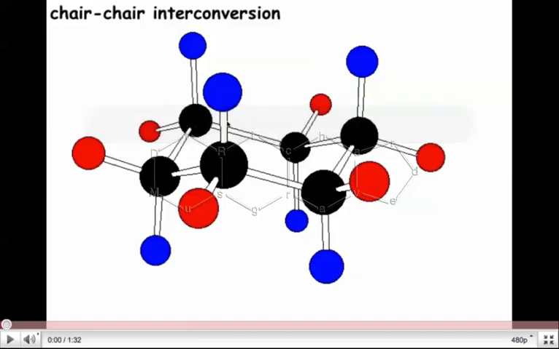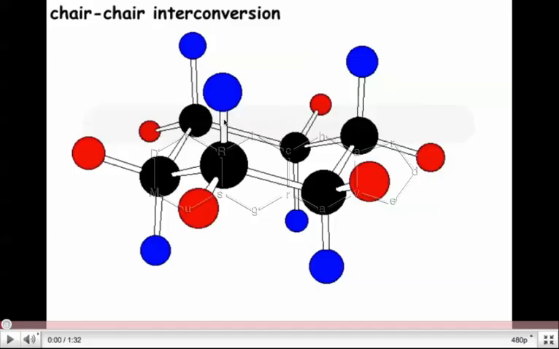Look at the blue atoms first. These are what we call axial hydrogens, and the reason for that is because this is the plane of the ring, and these are sticking up and down relative to the plane of the ring. The plane of the ring is where my mouse is going right now.